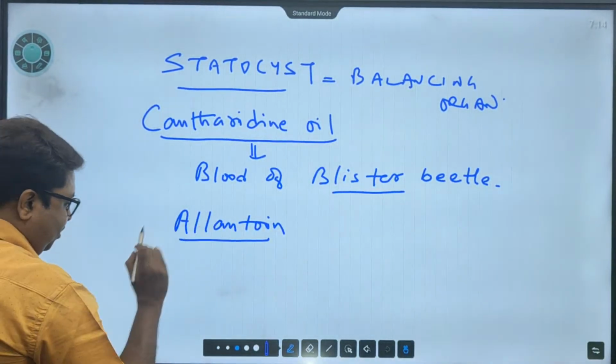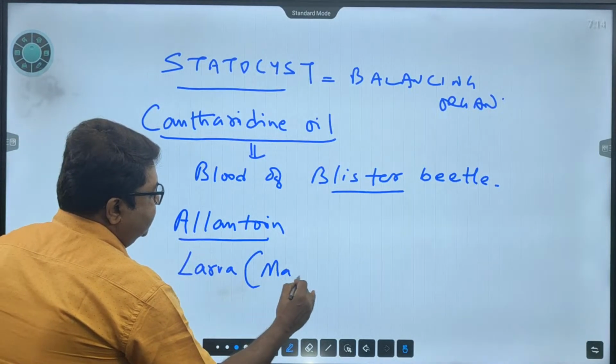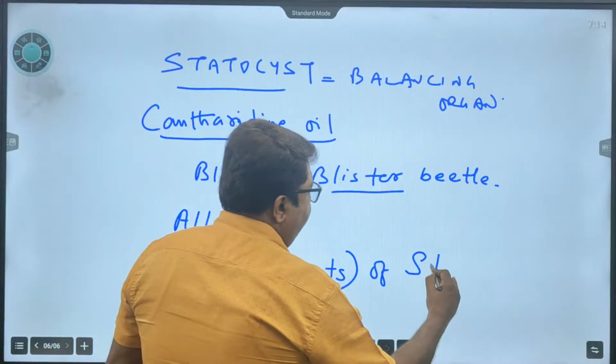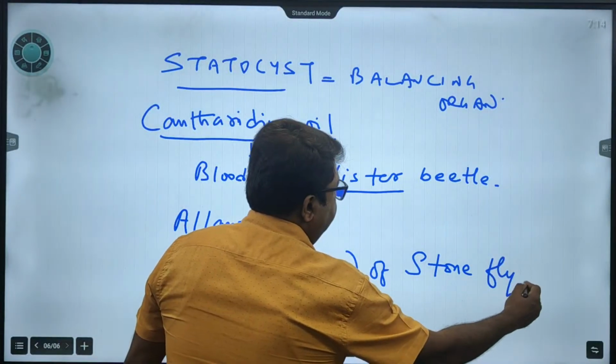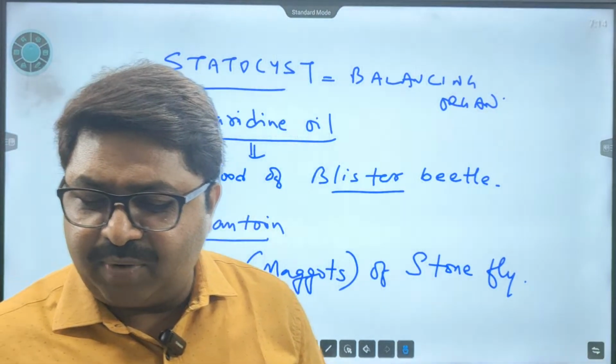And this allantoin composition, we get it from the larva, that is maggots. Maggots are the larva of stone fly. Maggots of stone fly. Fine. This is one kind of fly.